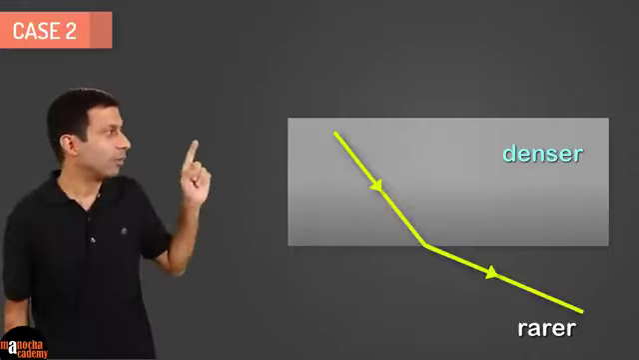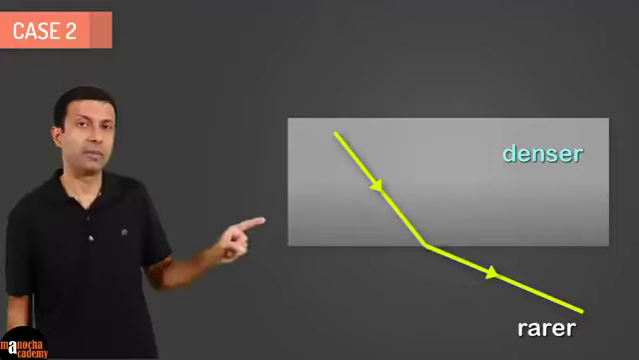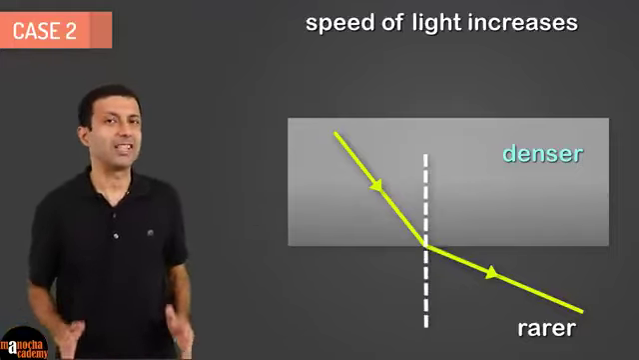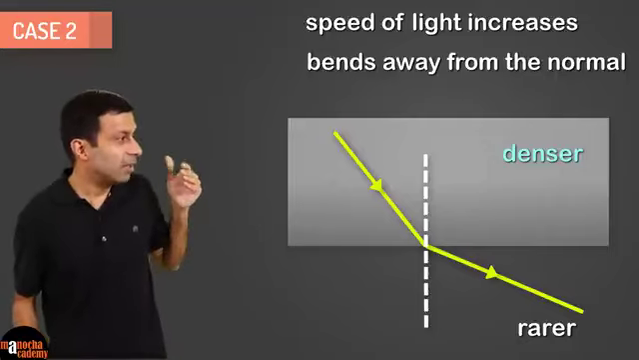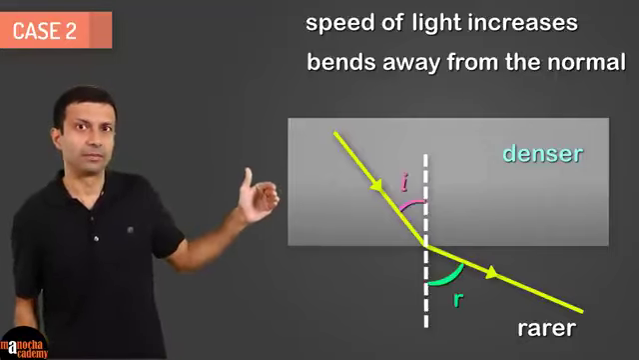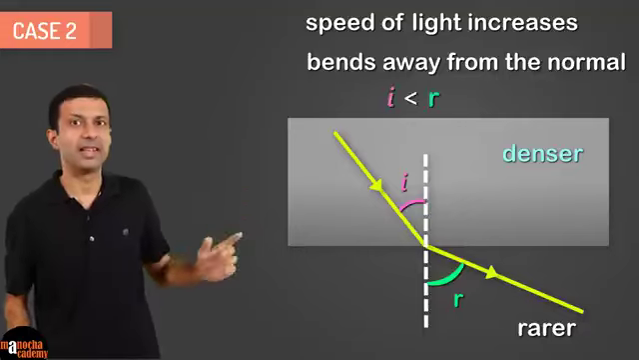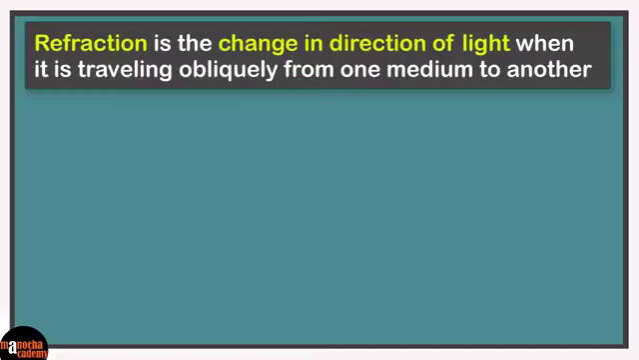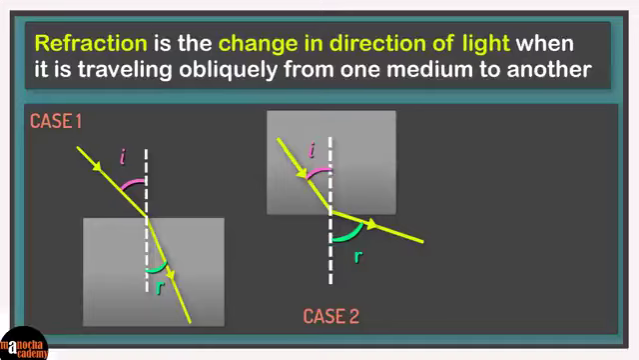When light travels from a denser to a rarer medium, the speed of light increases. And as you can see, the light bends away from the normal. And the angle of incidence is less than the angle of refraction here. Let's pin these two cases of refraction on our concept board.